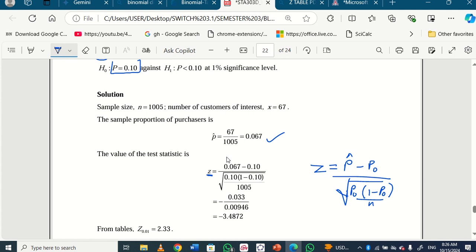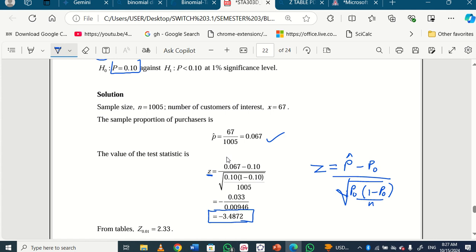Then minus the p naught, which is 0.10. That is coming from the null hypothesis. Then all over the square root of p naught again, 0.10, into bracket 1 minus p naught again, all over the sample size. And when you calculate this, you will get this. So we are going to get this value.